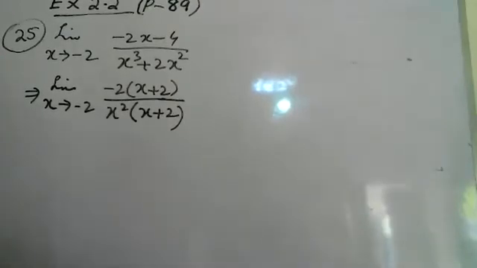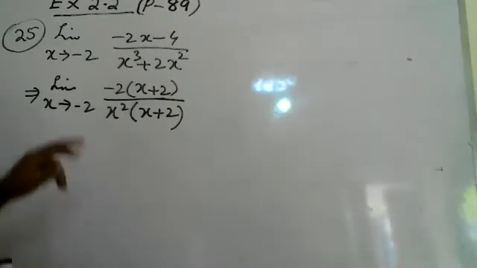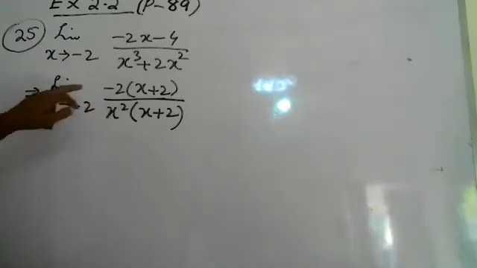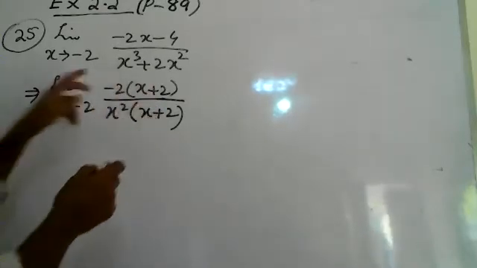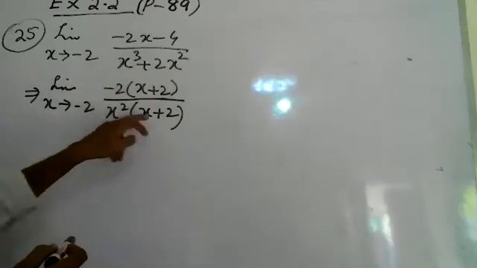I don't know what happened. Okay, we took minus 2 common from here, minus 2 common from here. So this becomes minus 2 into x plus 2. From here x square is common, so x square into x plus 2.